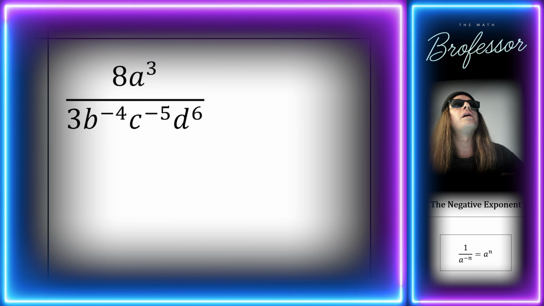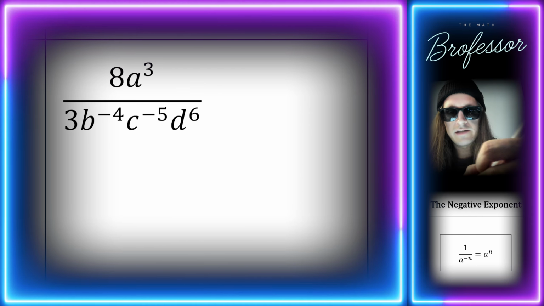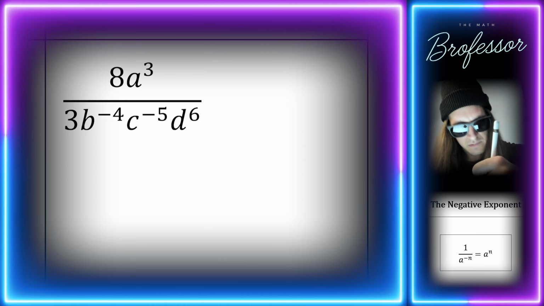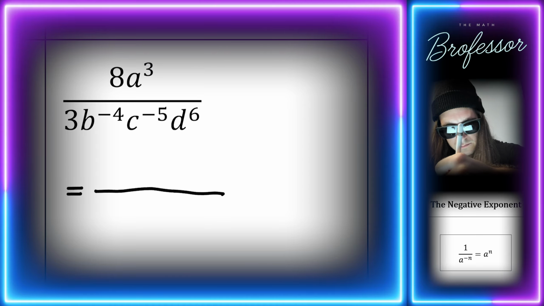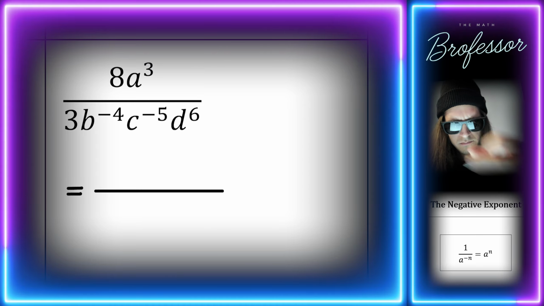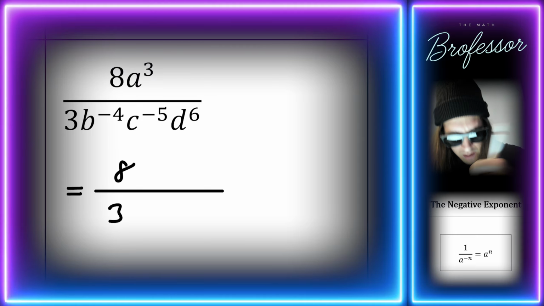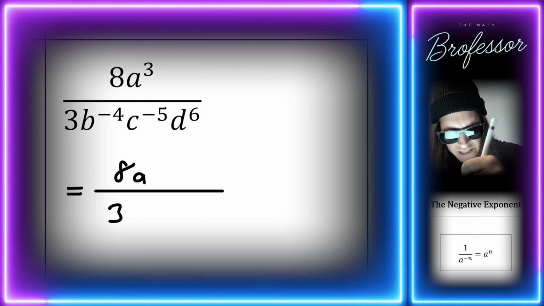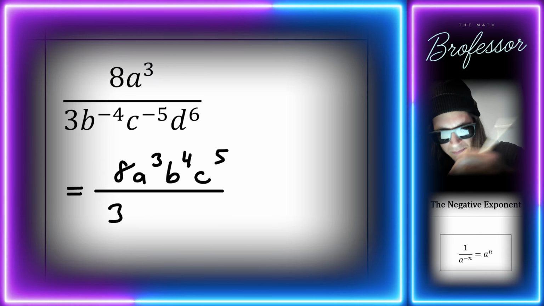Same flavor here. The 8 and the 3 are just meant to distract you. Leave them where they're at. That a to the third stays up top. We need to bring the b to the top. We need to bring the c to the top. And we'll leave the d on the bottom.